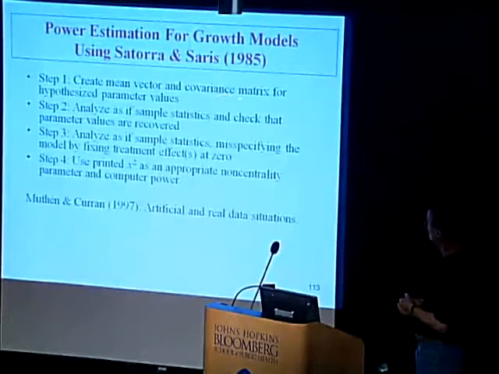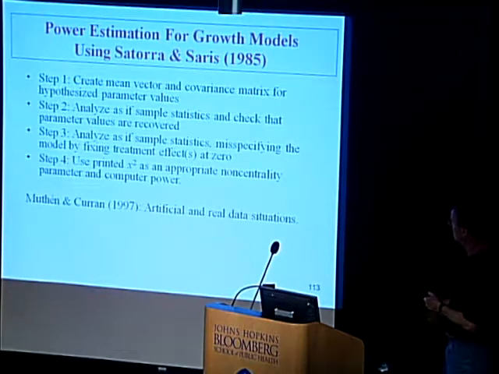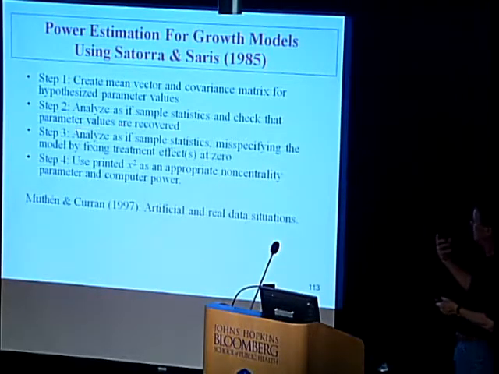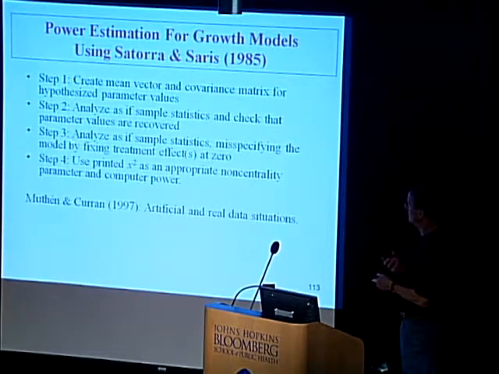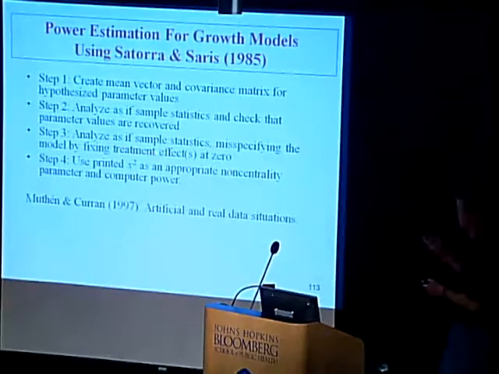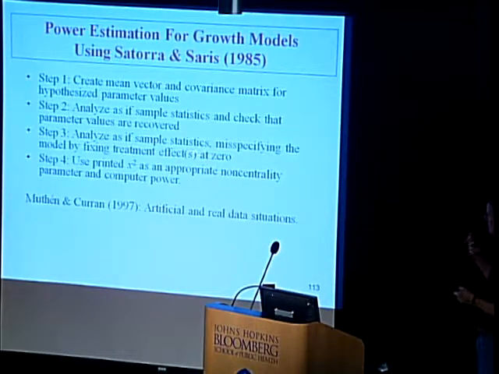You create a mean and covariance matrix for hypothesized parameter values. This is within a SEM framework now, so it has to be a growth model that's limited to what SEM can do. And then you analyze this population covariance matrix that you've generated as if it was sample data, just as a check that you get back the parameter values that created it. Then you analyze it again, but now misspecifying the model by fixing, say, a treatment effect in an intervention study at 0, whereas in reality, step 1 created the treatment effect to be greater than 0.